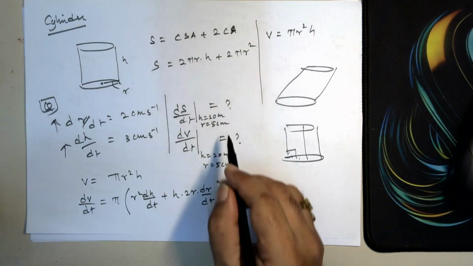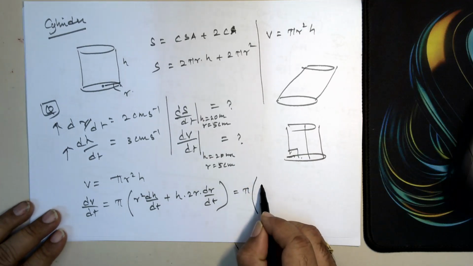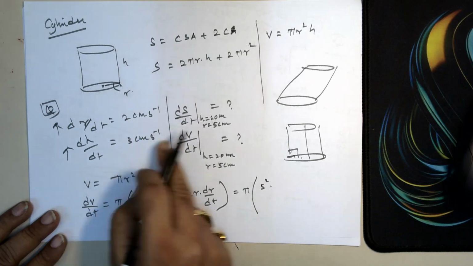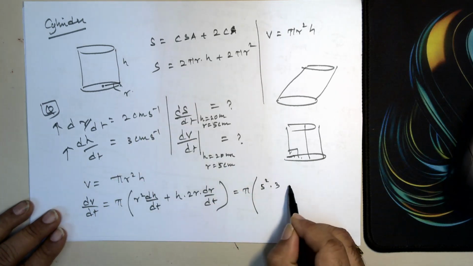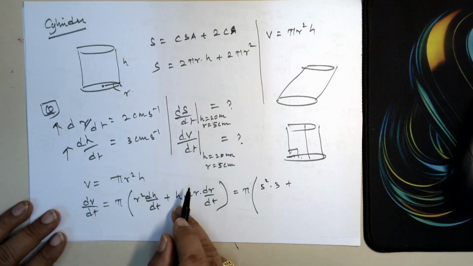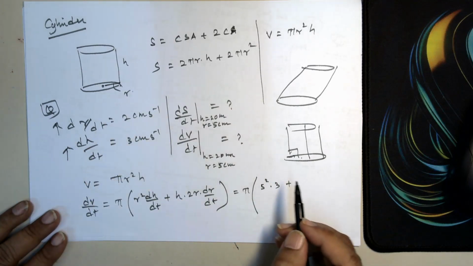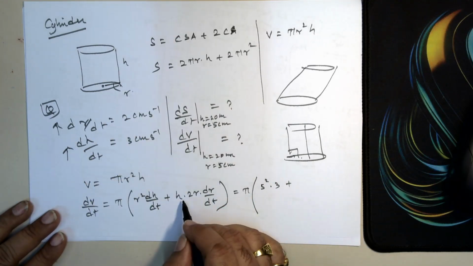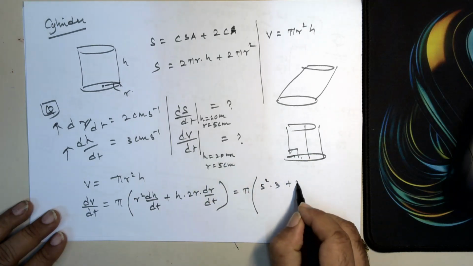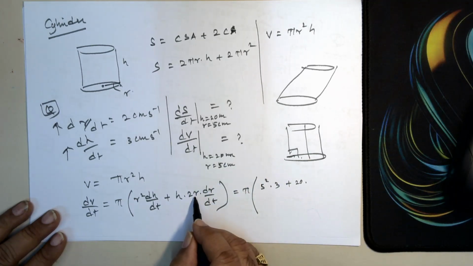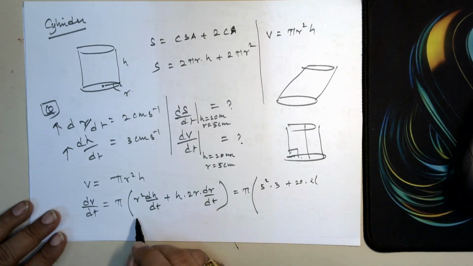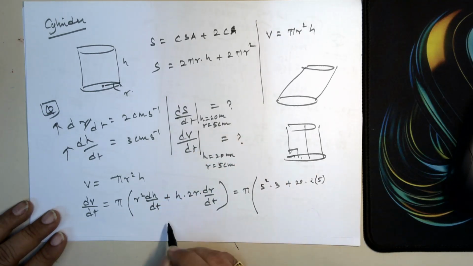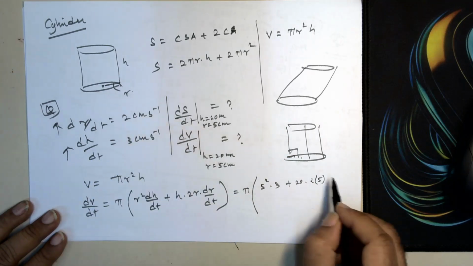Right. Now let us substitute pi into what is our value? The r value is 5 centimeter. You can put 5 square into dh by dt, which is given here as 3, into 3 plus, and what about h? h is 20. So 20 into, what is our value? 2 into r, r is 5 centimeter, into dr by dt, 2 centimeter.